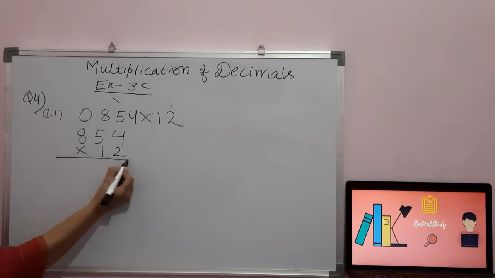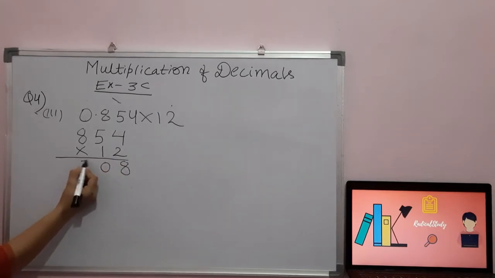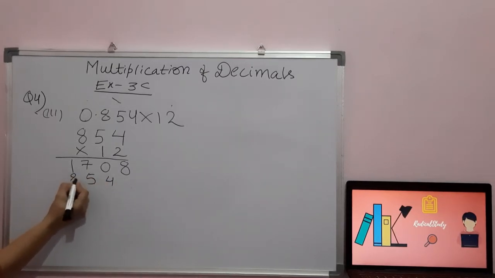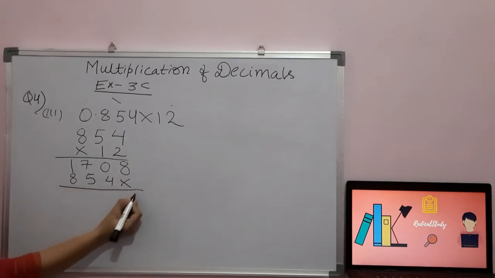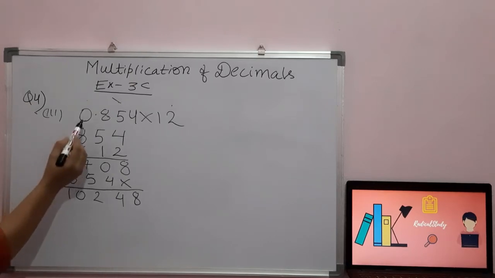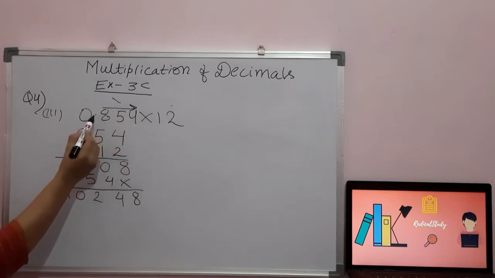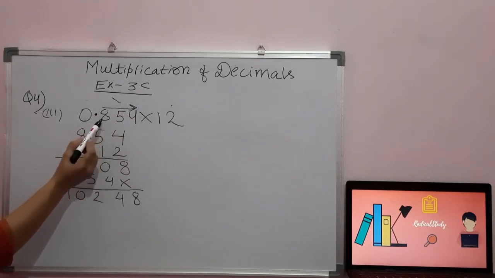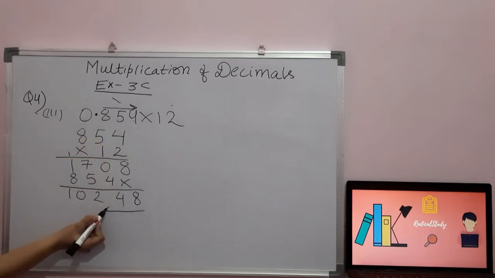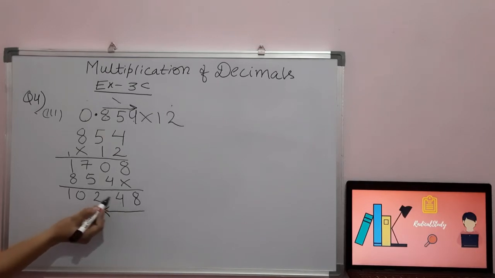854 multiplied by 12. Now 2 4s are 8, 2 5s are 10, 2 8s are 16 plus 1, 17. 1 4s are 4, 1 5s are 5, 1 8s are 8. Now what is the answer? We have to count from where I have to place the point. इसके लिए हमें क्या करना होगा? पहले we have to count from here on the right hand side after the decimal point. decimal points के बाद कितने डिजिट हैं? 1 2 3. अब हम लोग यहाँ से शुरू करेंगे from the extreme right and go towards the left. 1 2 3. So where will be the point? The point will be here.